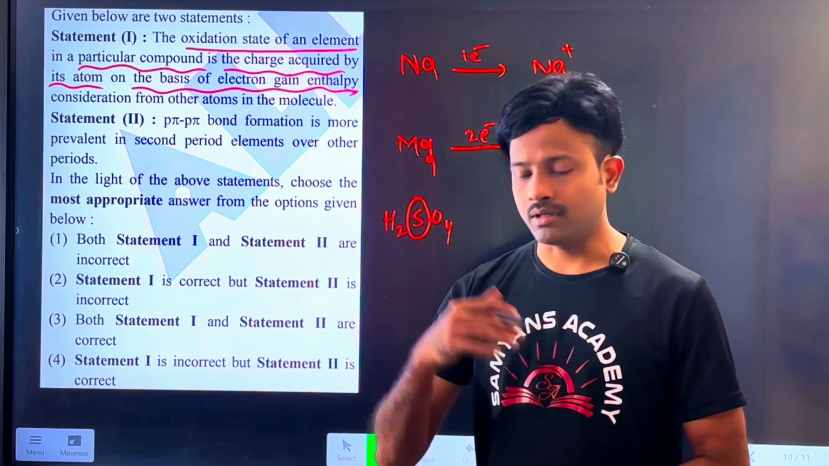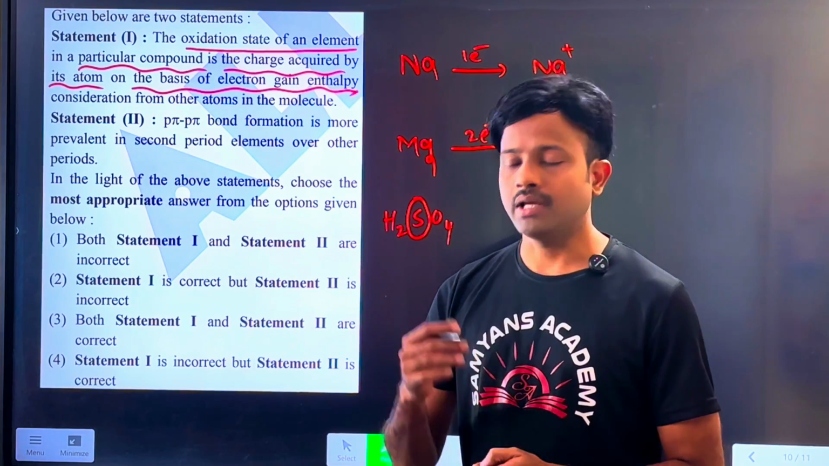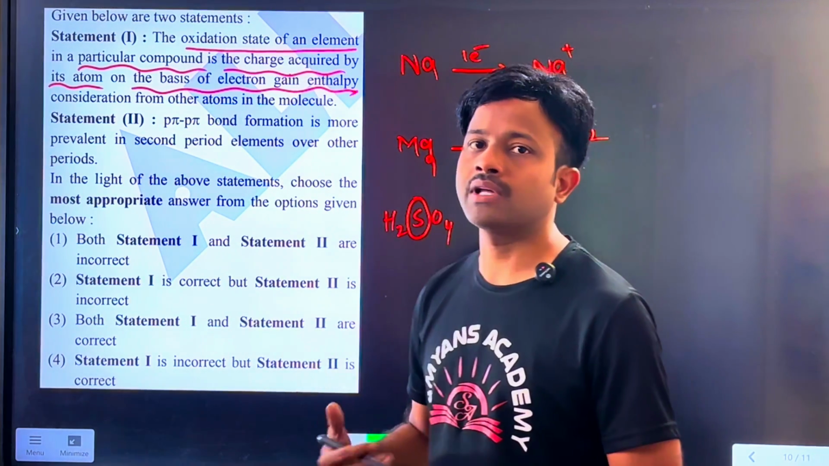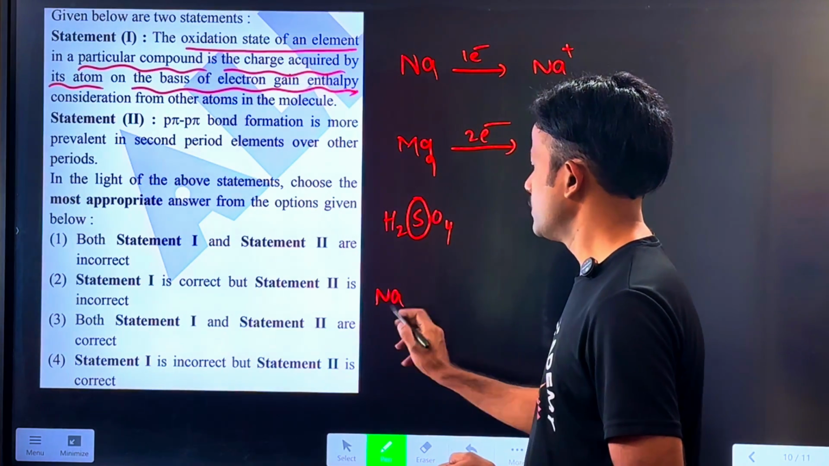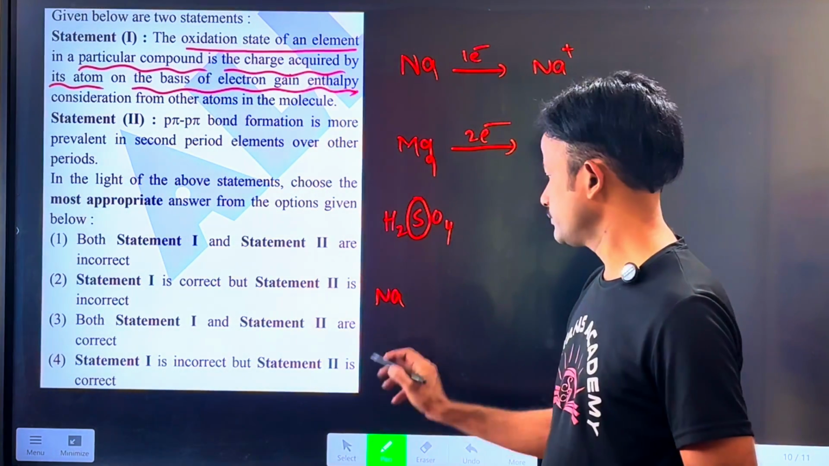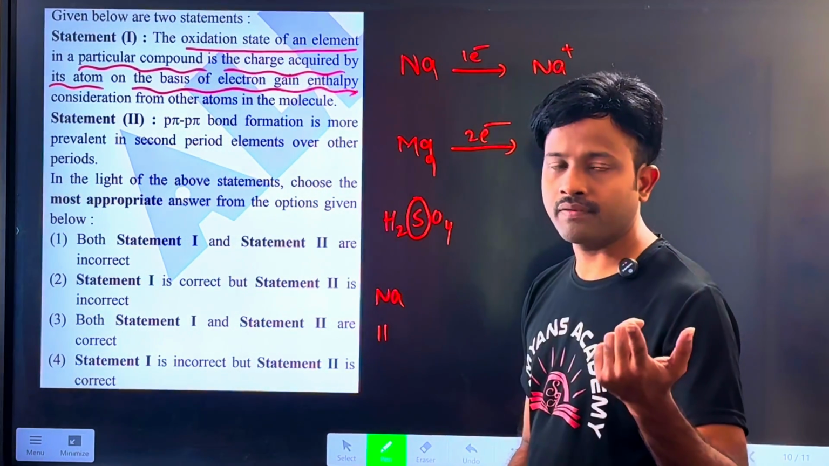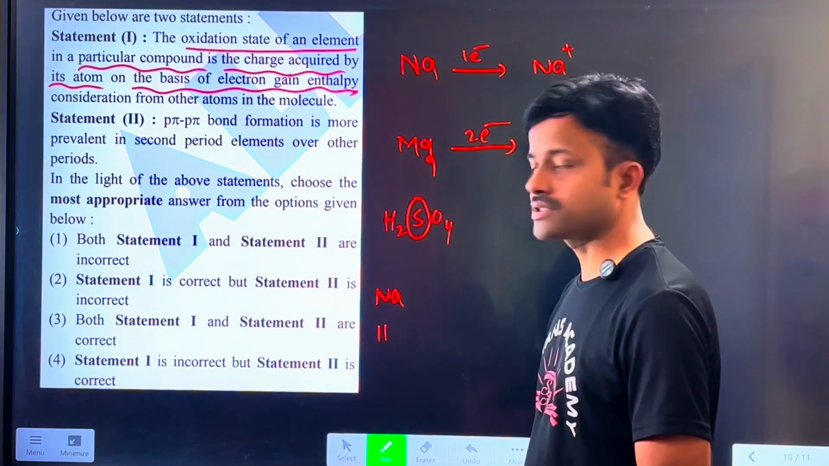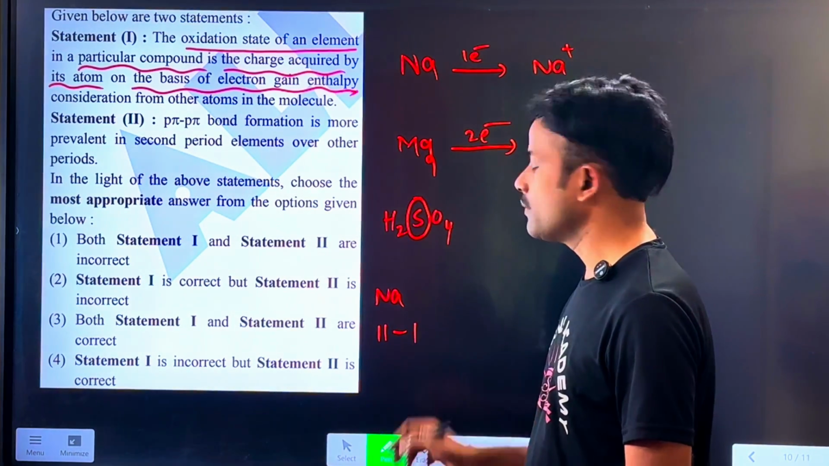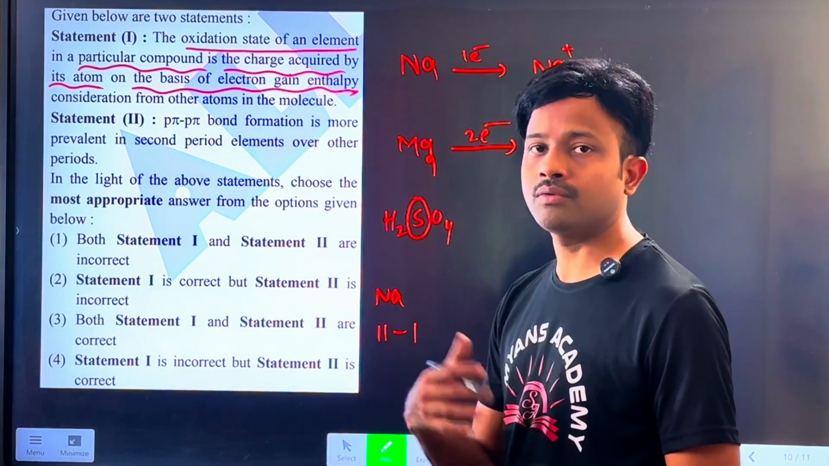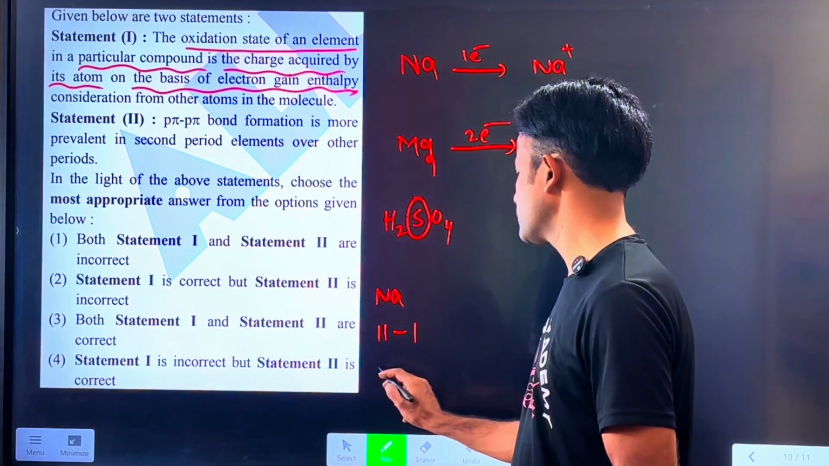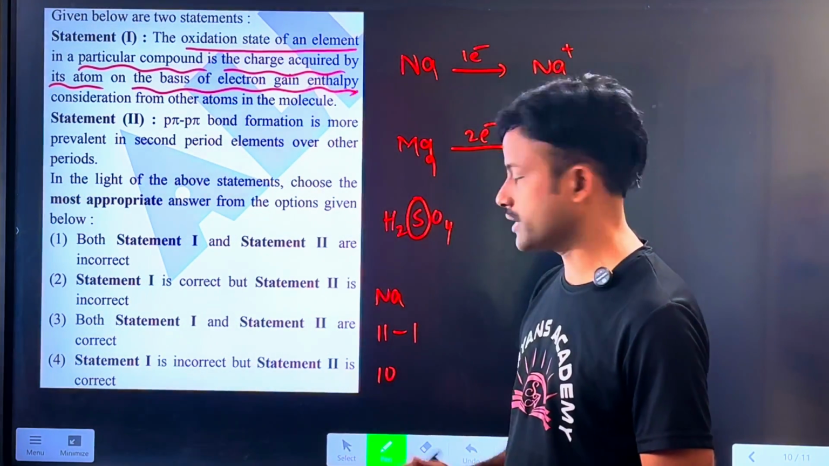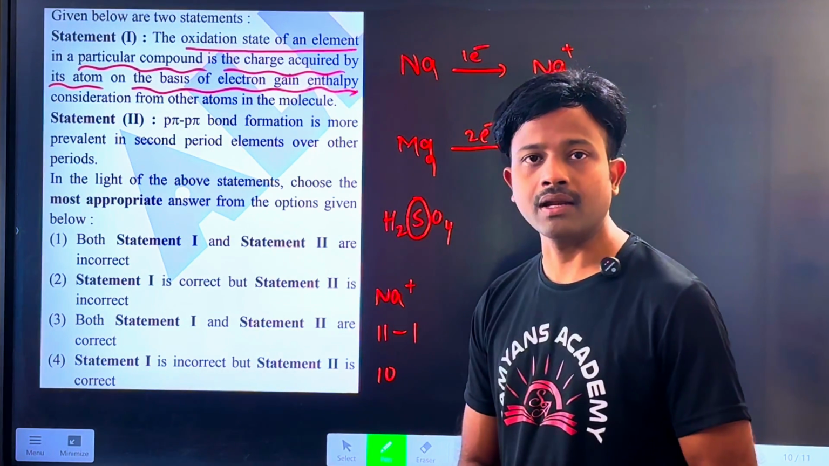Every element in a particular period or group is trying to get the nearest noble gas configuration. For example, take sodium. Sodium atomic number is 11. To get the stable configuration of neon, the nearest noble gas configuration with 10 electrons, it has to lose 1 electron, because to get a stable configuration, some elements lose electrons. So sodium loses 1 electron.